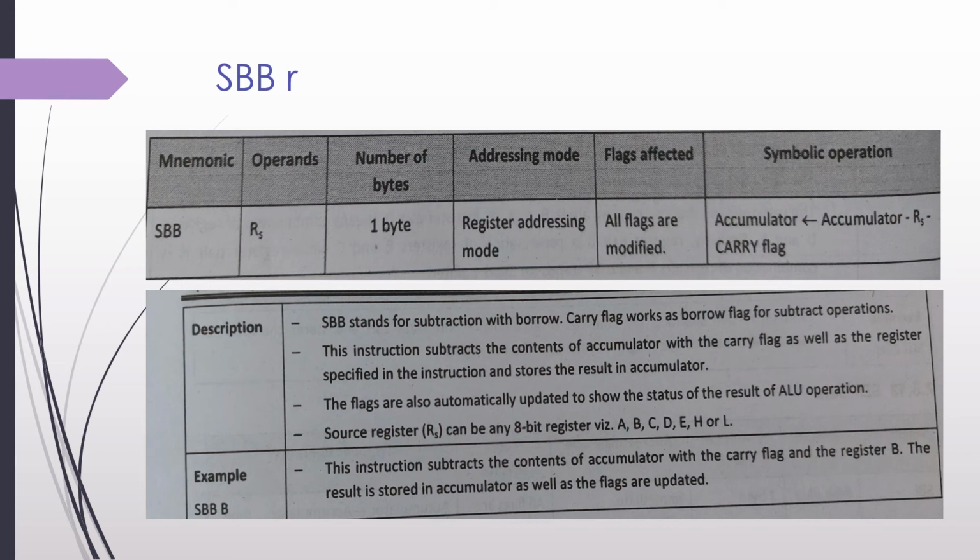Here the operand is a register, so it is register addressing mode. It is a single byte instruction and all flags might be modified. Again, our valid registers are A to L except F. Again, you need to write one example. Consider the content of one register, consider that instruction, consider the content of the accumulator. Do the subtraction, and you have to show how the subtraction gives the result. Okay.